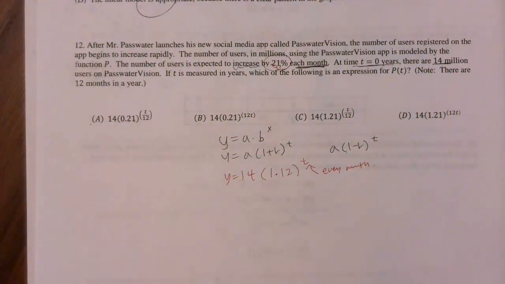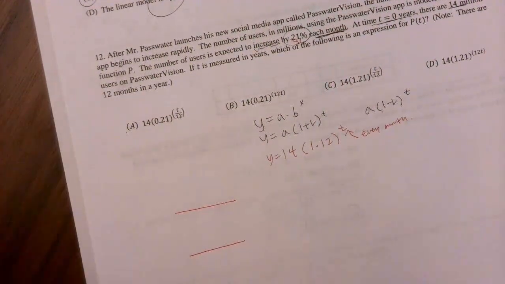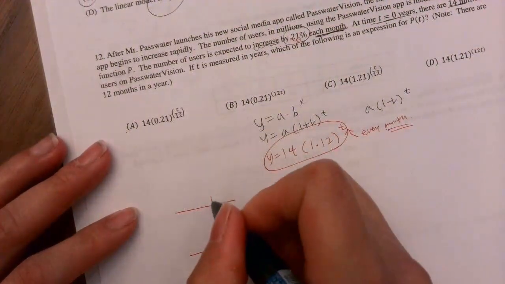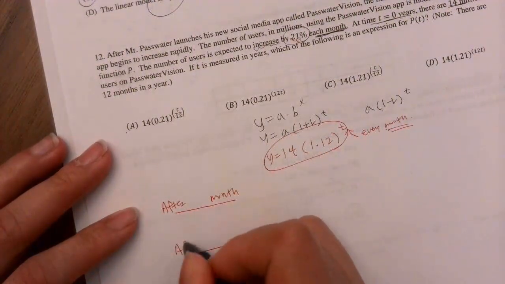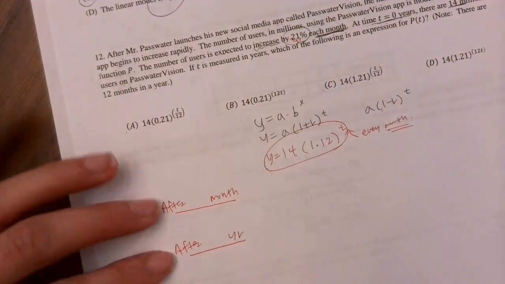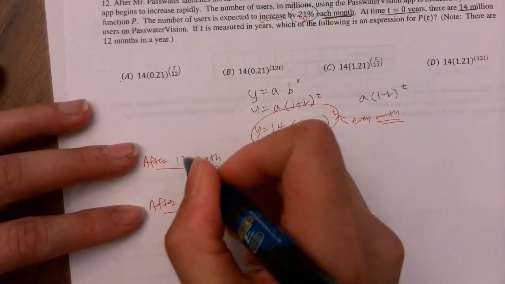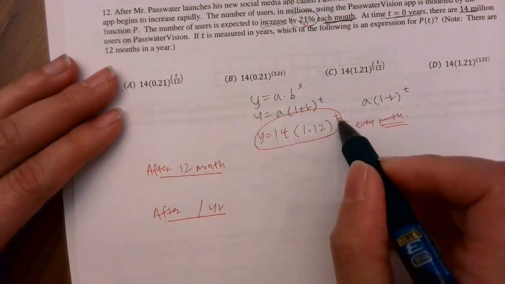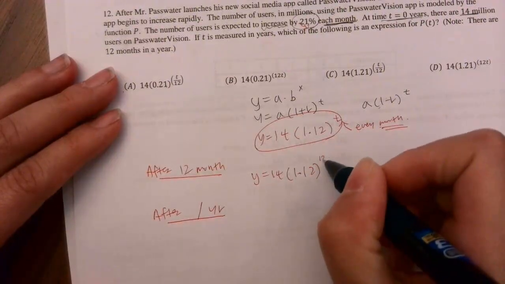But the question asks, if t were measured in years, which of the following is correct? All right, so this is how we did it at Heron. We talk about what is equivalent to what. This equation we use every month. So after whatever month, after whatever year, I want these to be the same thing. Isn't after 1 year the same as 12 months? So I'm going to take the 12 and put it in over here for t: y is equal to 14 times 1.21 to the 12 months.